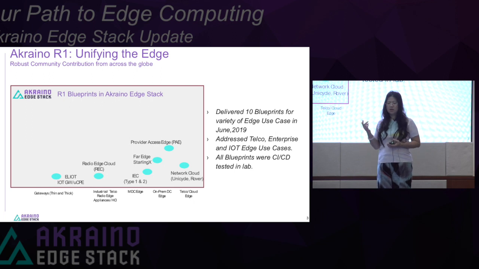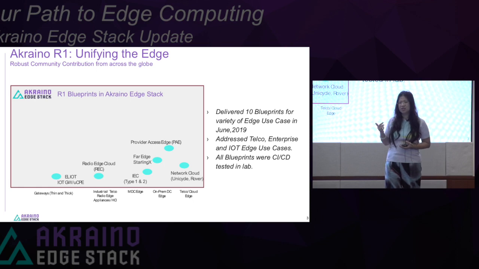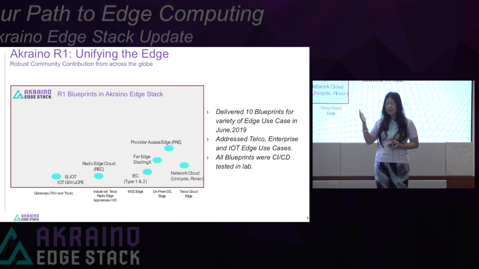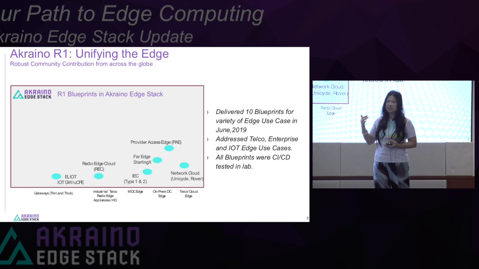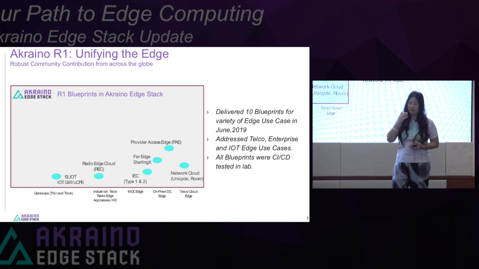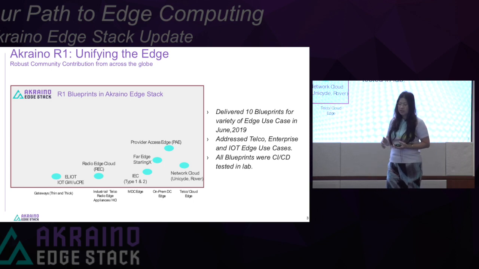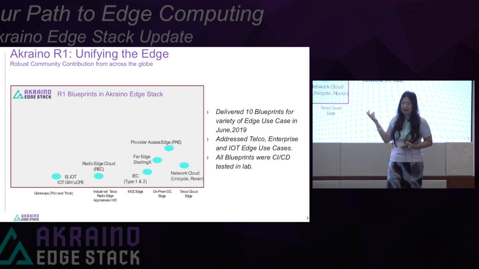There's another one called Provider Access Edge. This is part of KNI, the Kubernetes Native Infrastructure Blueprint family. This is the one for Release 1, and they have another one for Release 2. This one can take the Kubernetes native infrastructure for the provider's access edge. And even higher, you can see the Unicycle and Rover for the network cloud, for the telco or the cloud edge.